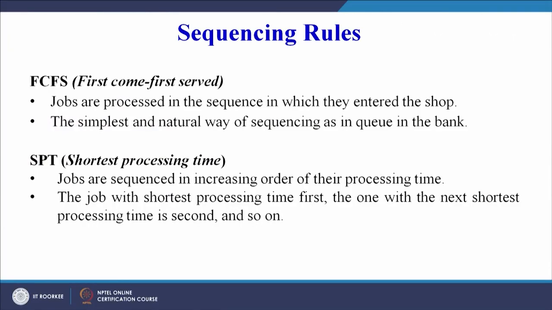The first one is first come, first serve. Jobs are processed in the sequence in which they entered the shop. The job which entered the shop first will be served first, or processed first on the machine, followed by the second, the third, the fourth, the fifth. As and when the jobs come, they are given a sequence, and each job is processed in the order it enters. If you enter first, you will be served first, the simplest and most natural way of sequencing, as in the queue in a bank. So we usually see this wherever we have a queuing system.